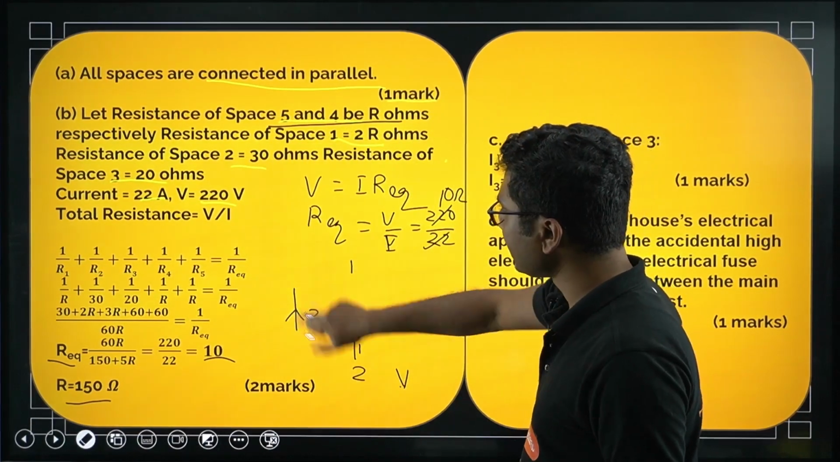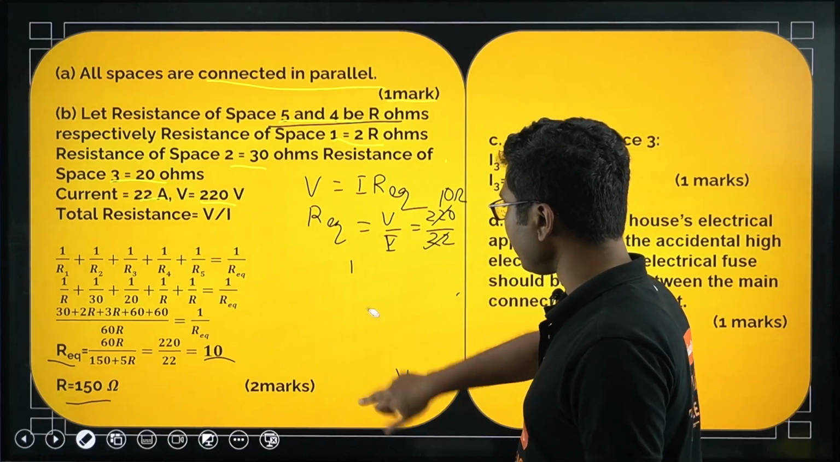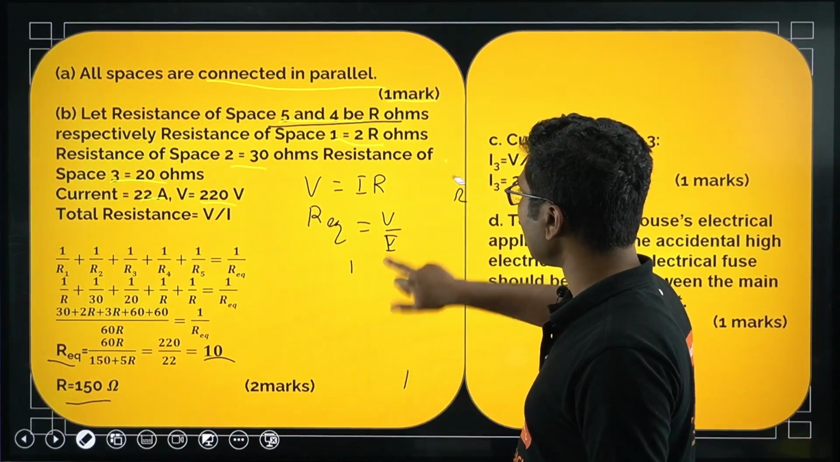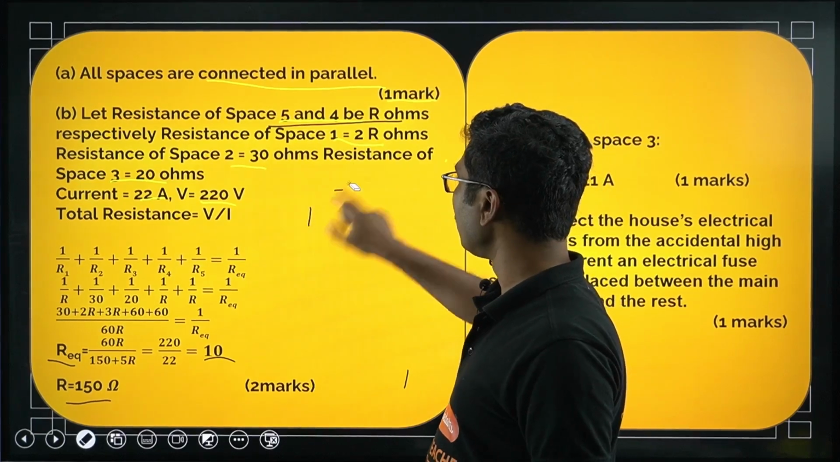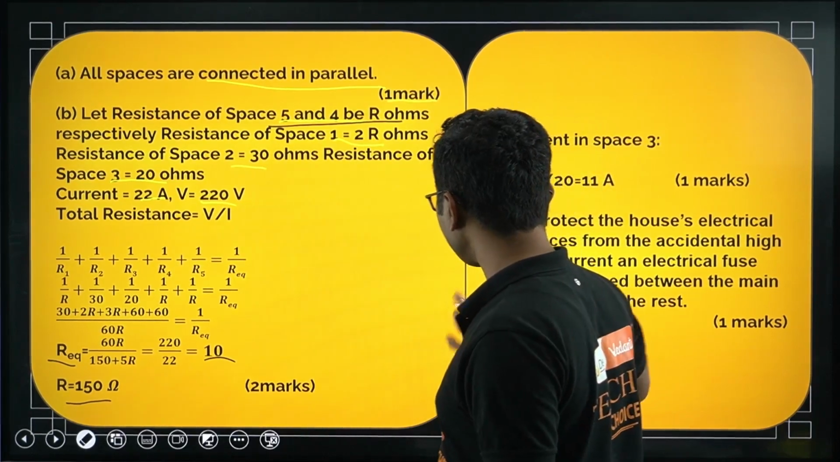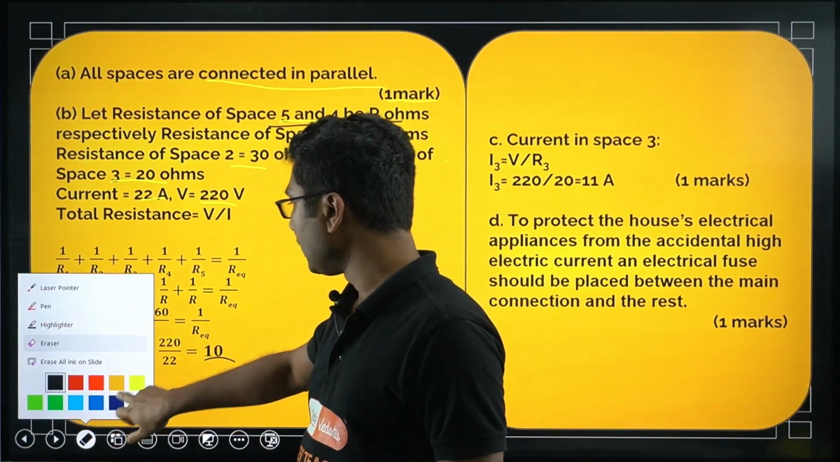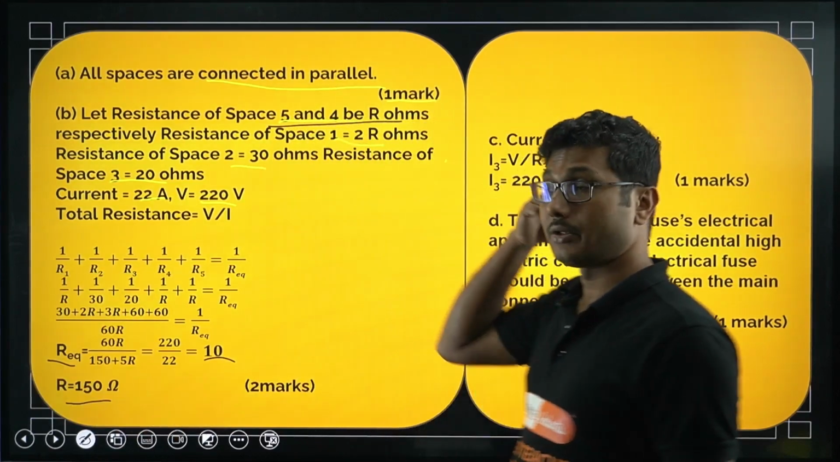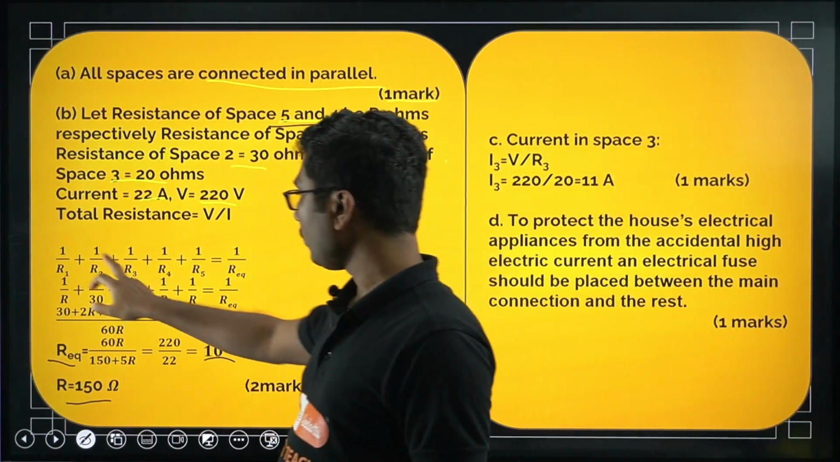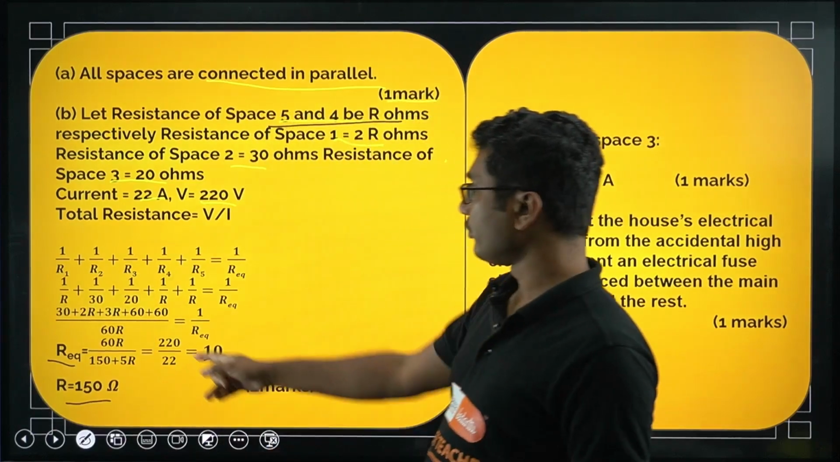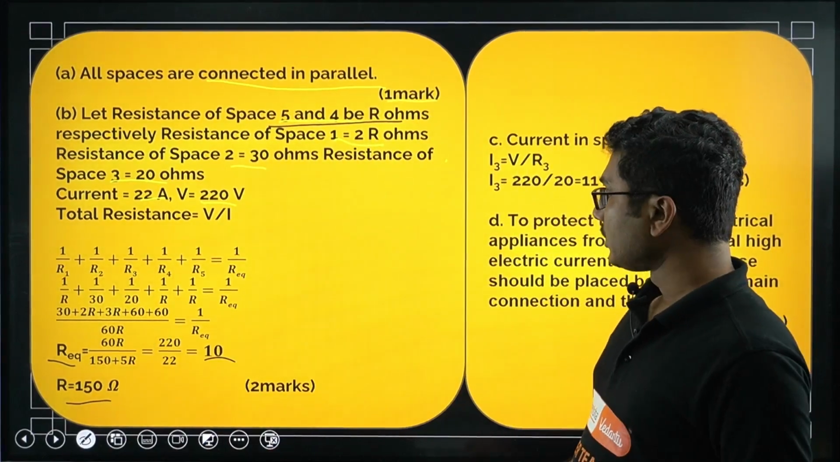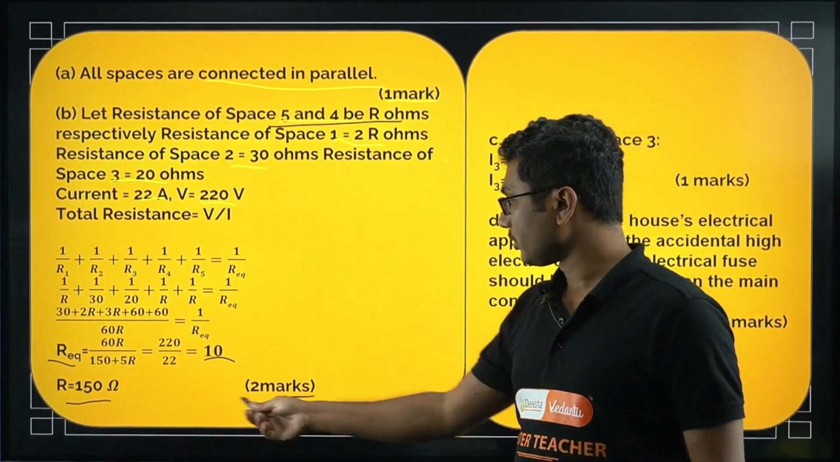Okay, simplification is required. I am not doing the simplification. Mathematics is common, only the concept is what you need to understand. Mathematics you have to try on your own and practice. Me doing mathematics will not help you by much. You have to practice the mathematics on your own. Try to check if you can solve it on your own and get this value or not. So 2 marks for this entire solution.